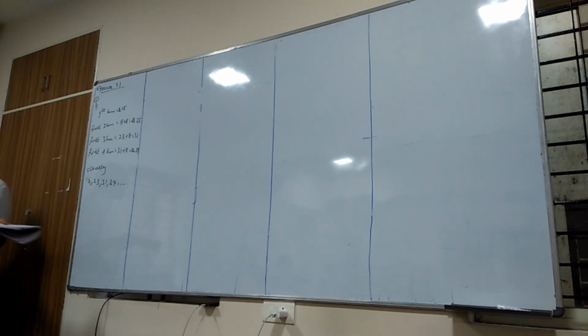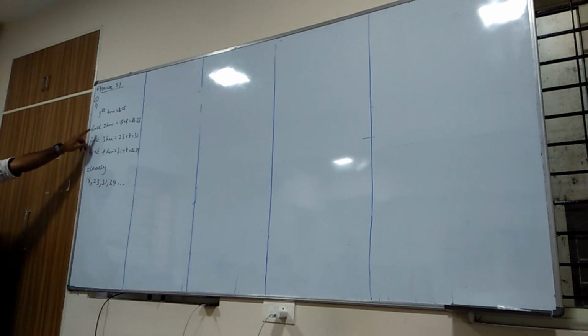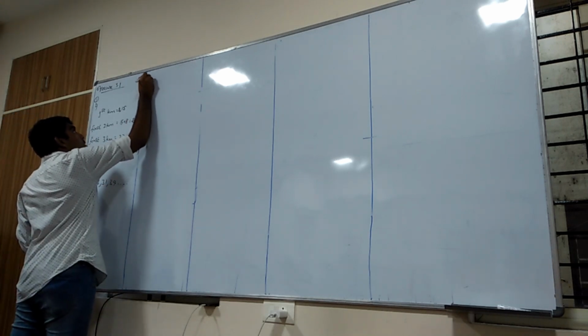For option AP, right? For the first kilometer, first 2 kilometers, first 3 kilometers, first 4 kilometers, clearly we have this for option AP, since the common difference is 8. Done? Copy down the next question.